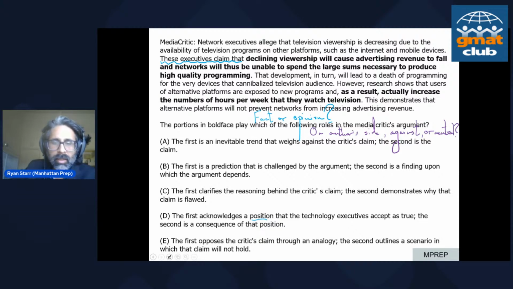Which answers are violations? Or let's make a call answer by answer. A. First is an inevitable trend that weighs against the critic's claim. Fair? Fair to call it that? Or look at the second. The second is the claim, meaning, of course, the critic's claim. Any part of A disagree with y'all? What do you guys think?